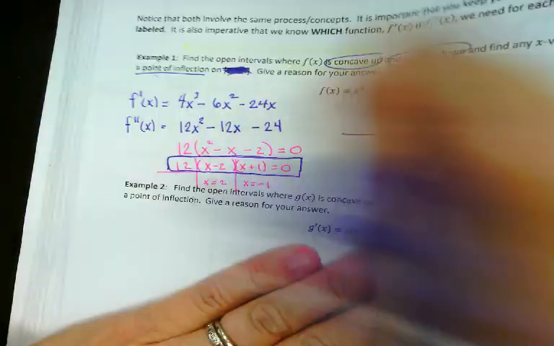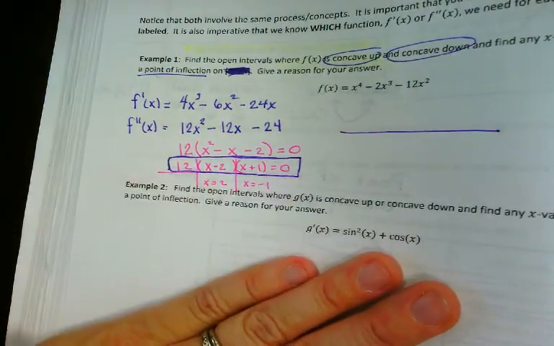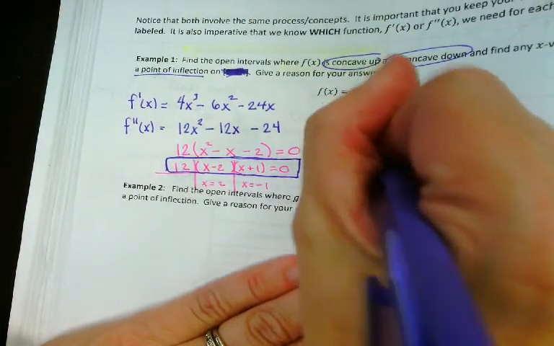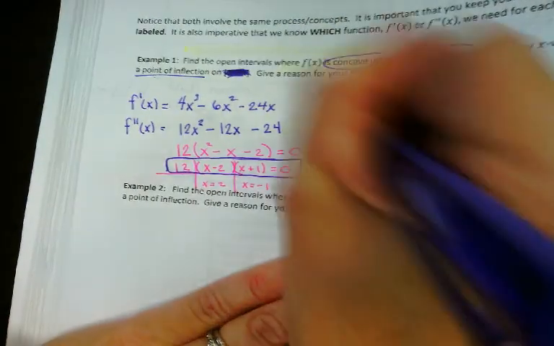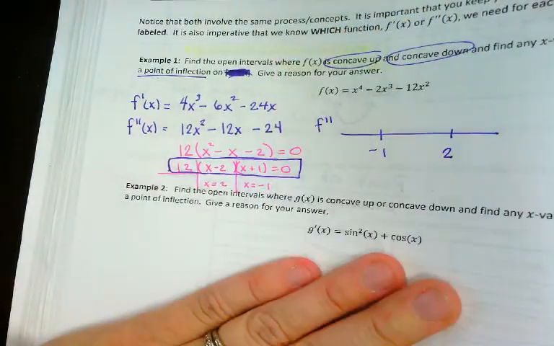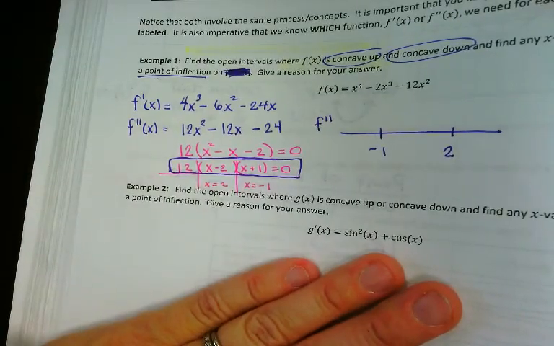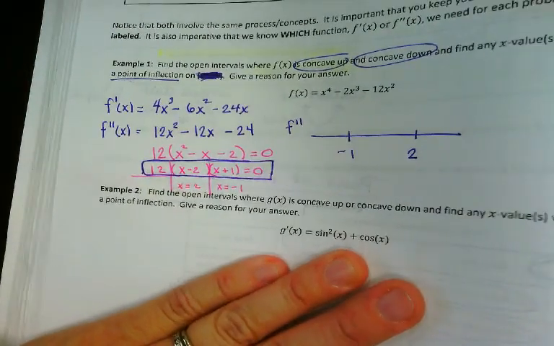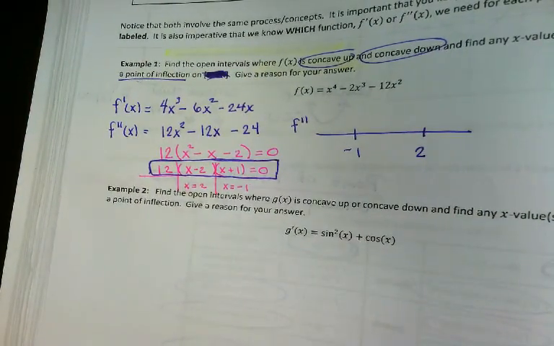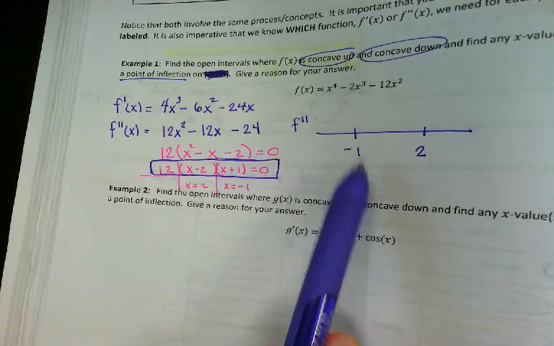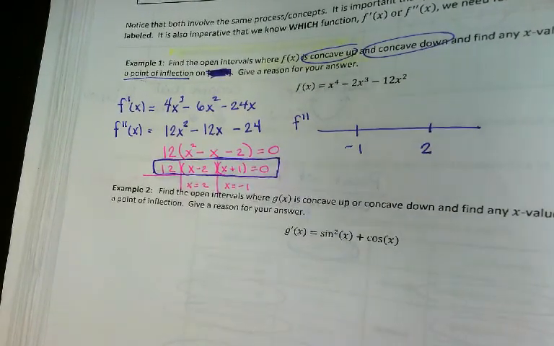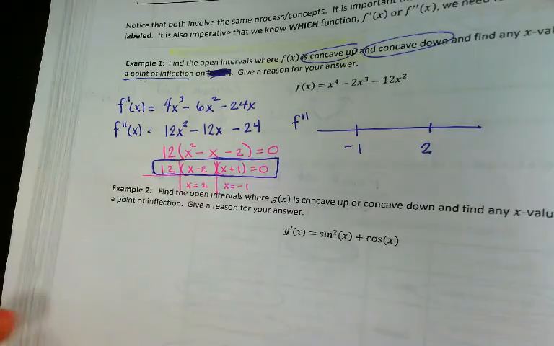Okay, so I'm making a sign chart. Now the only difference is where did we get these points from? Which derivative? Second. So you're labeling this the second derivative. Those points came from the second derivative. Now it's not a point of inflection unless the signs change. So you can't just circle negative 1 and 2 right off the bat. You have to make the sign chart to see if they actually change.